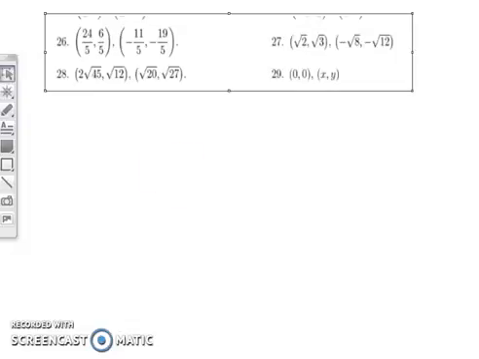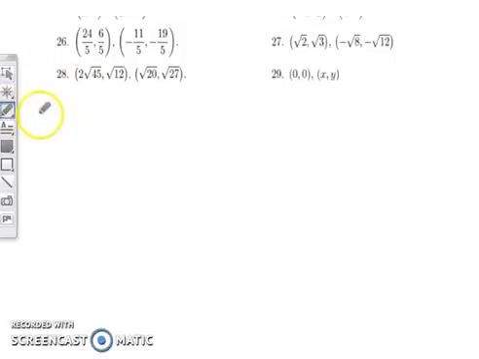Okay, here's a video on number 27 and 28 for the midpoint formula. As you remember, in order to figure out the midpoint, you add the x's of the two points, and then you add the y's of the two points, divided by 2. You find the average, basically.